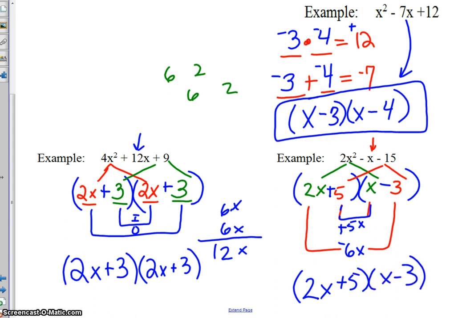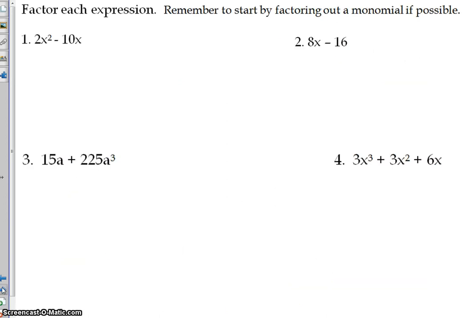Okay, again, I know that's a little bit challenging. There won't be very many of those in our work. So let's go through a few. The first one, I'm thinking they're both divisible by 2. Not only that, they're both divisible by an x as well. So I can factor out the single term of 2x. What I have left is x minus 5. Okay?